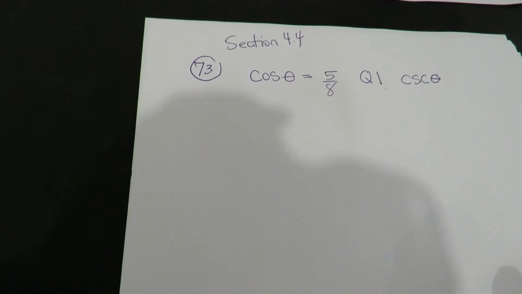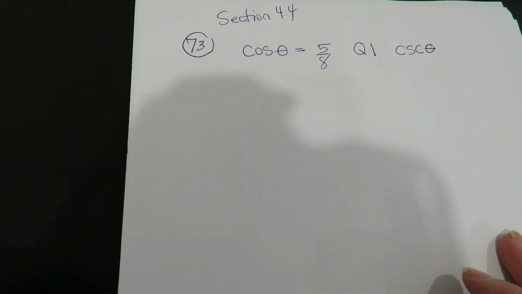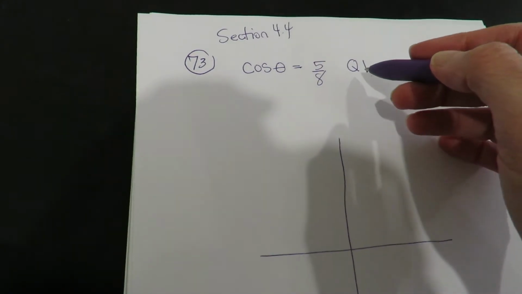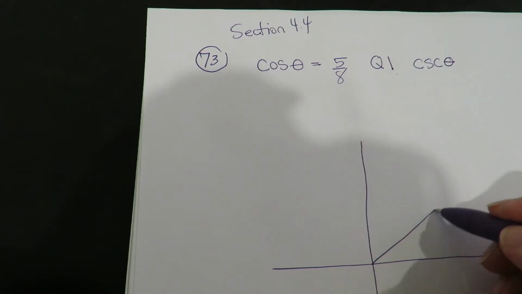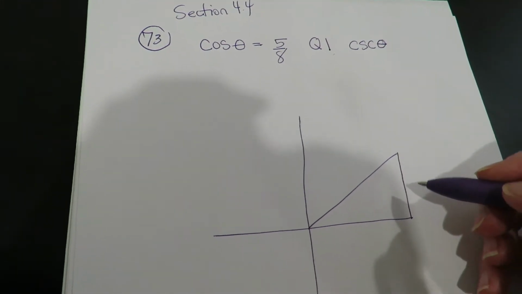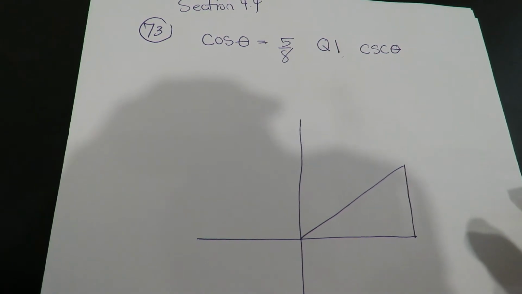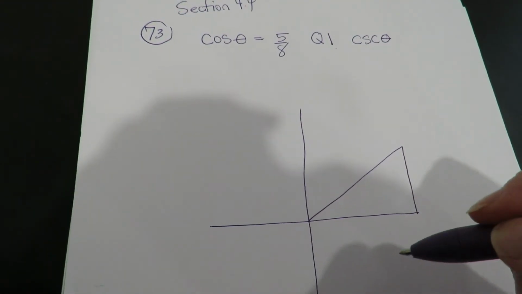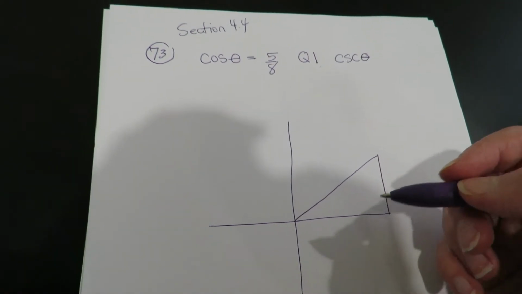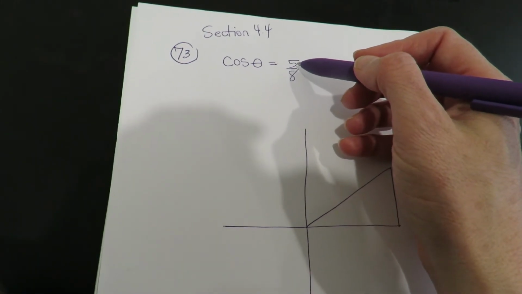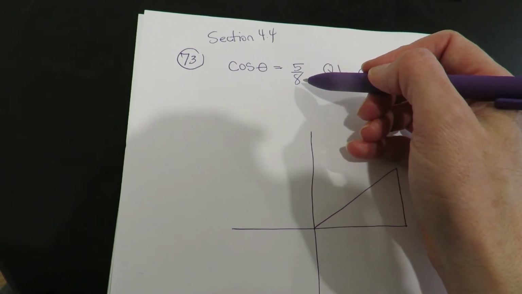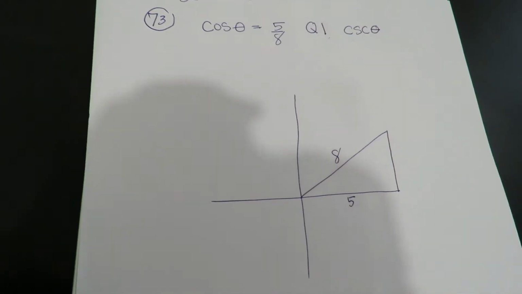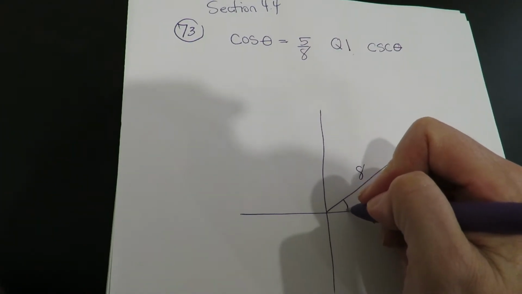Okay, last one from this set of questions, 73, same basic question. This one's saying that my triangle is in quadrant 1. The quadrant matters because you're going to get the plus or minus from the quadrant you're in. The plus or minuses of the trig change depending on which quadrant you're in. Okay, cosine is adjacent over hypotenuse. So adjacent is 5, hypotenuse is 8. We're going to find the third side of this triangle.